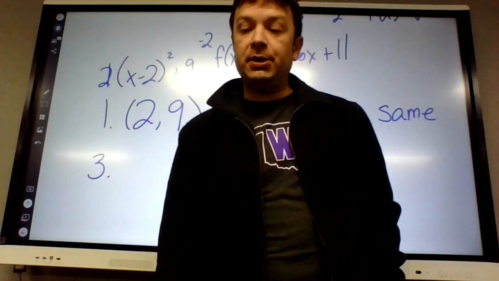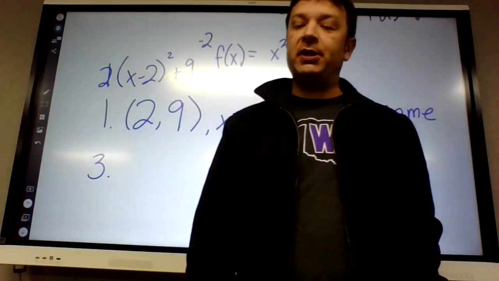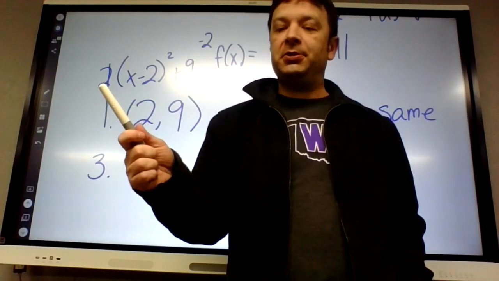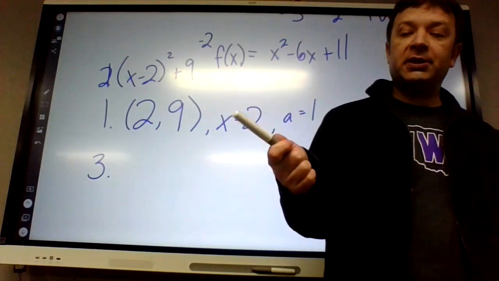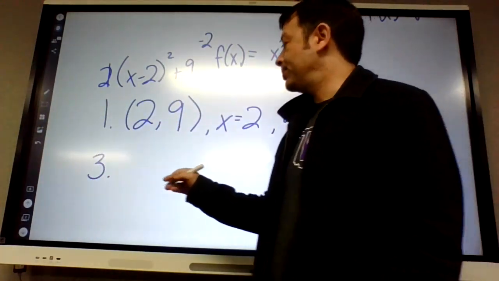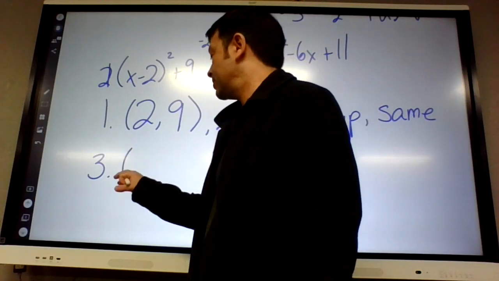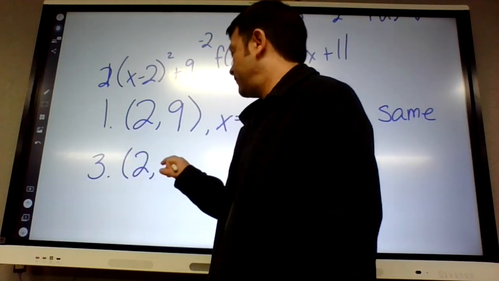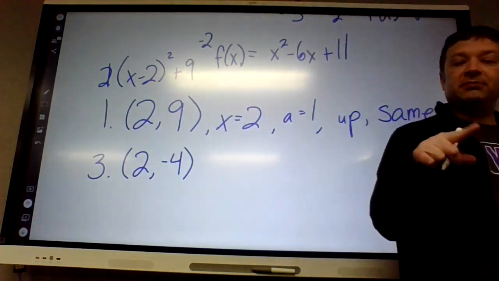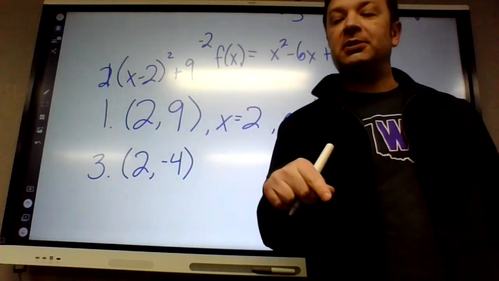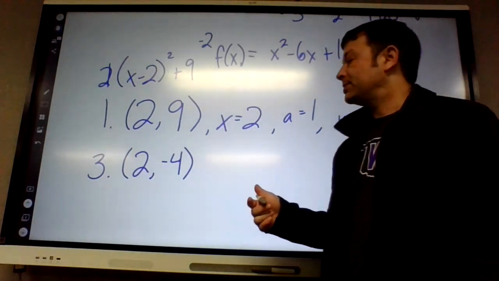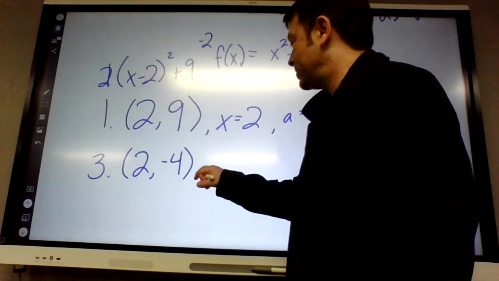Okay, number 3. First question, where is the vertex? What's the -2 going to do to the graph? Right 2. What's the -4 going to do? Down 4. What point is right 2 and down 4? 2, -4. So it's kind of like the opposite of what's in parentheses for the x coordinate, and the y coordinate is what's outside of parentheses. You guys probably noticed that by now.